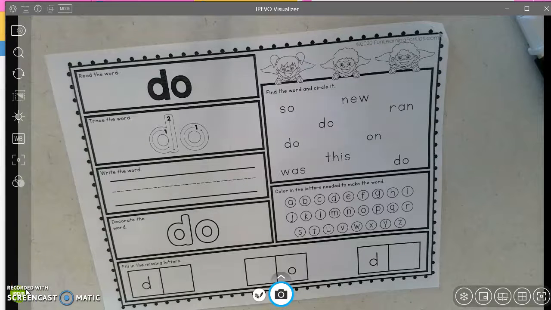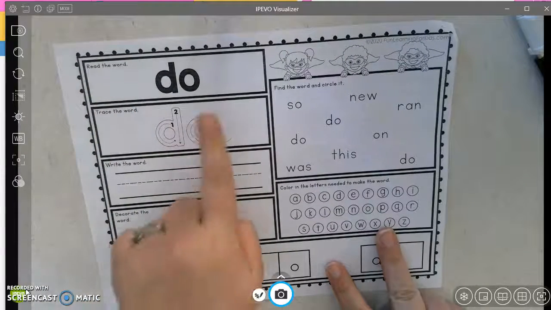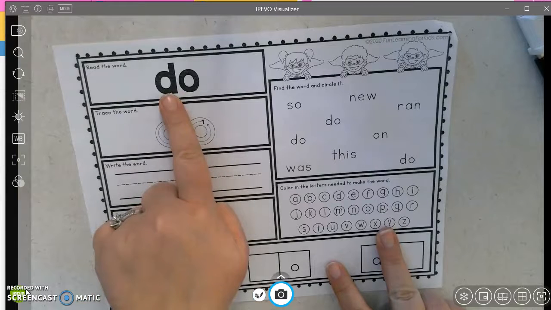Today we have a different page for the word do that we haven't done yet. Okay, so we're going to read the word with our reader finger. I'm going to put my finger underneath it. Do.